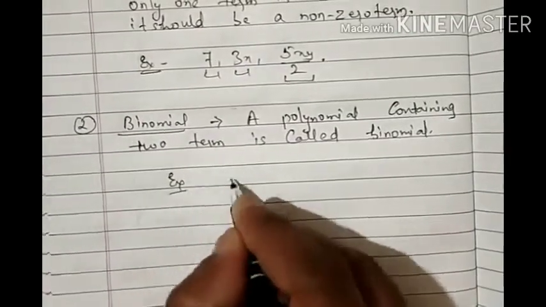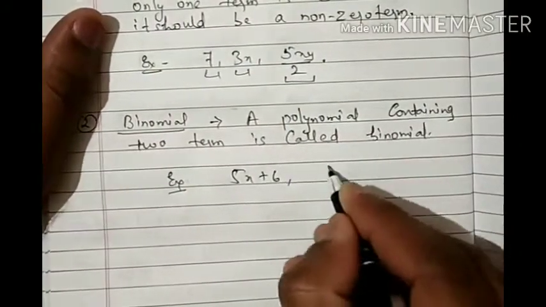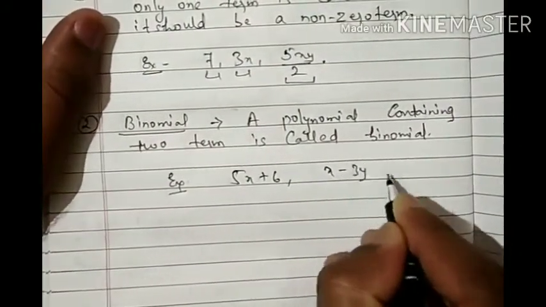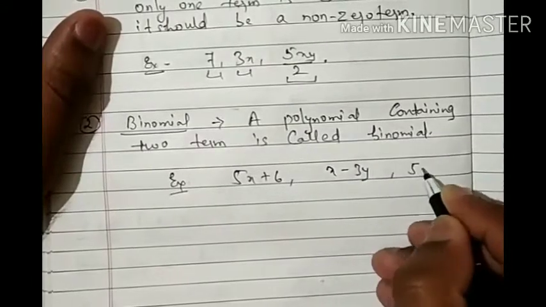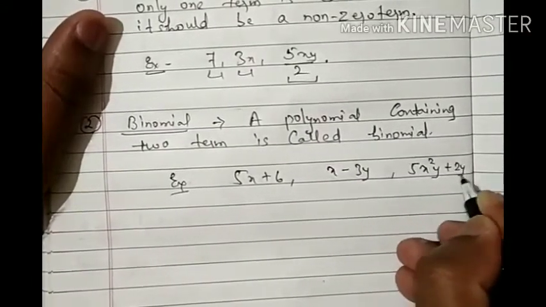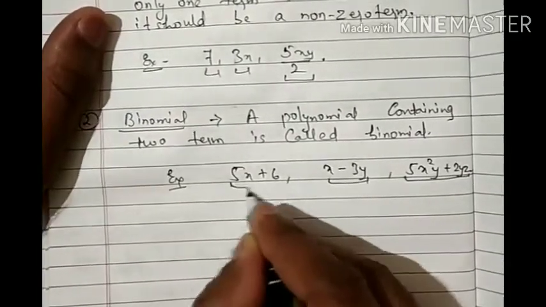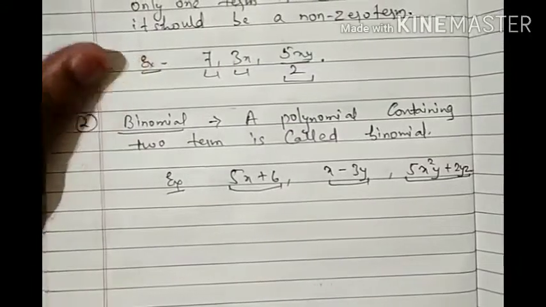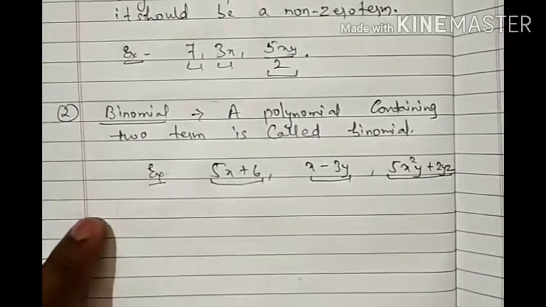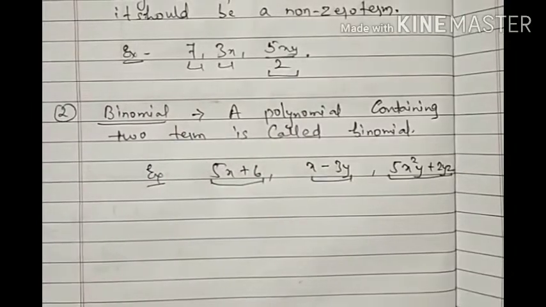Let's take an example: 5x plus 6, x minus 3y, 5x square y plus 2yz. These are all examples of binomials because these all have two terms. If in any polynomial we have two terms, then that is called a binomial.